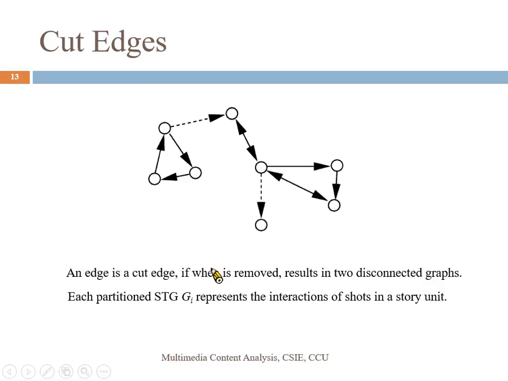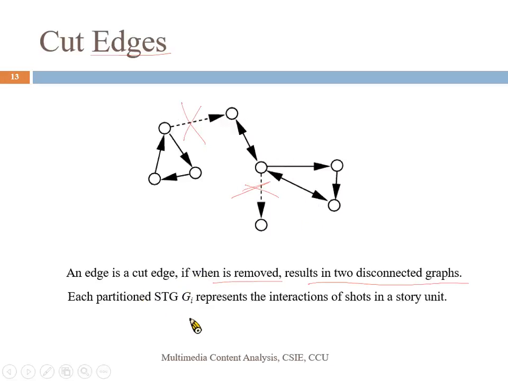We have to find the so-called cut edge. Okay, an edge is a cut edge if, when it is removed, it results in two disconnected graphs. So here is an example. We have a graph here. If we cut this edge, the whole graph will be divided into two disconnected subgraphs. And for this one, we can also cut this one. So if we cut this edge, we can also divide the whole graph into disconnected subgraphs. Okay, so these are cut edges.